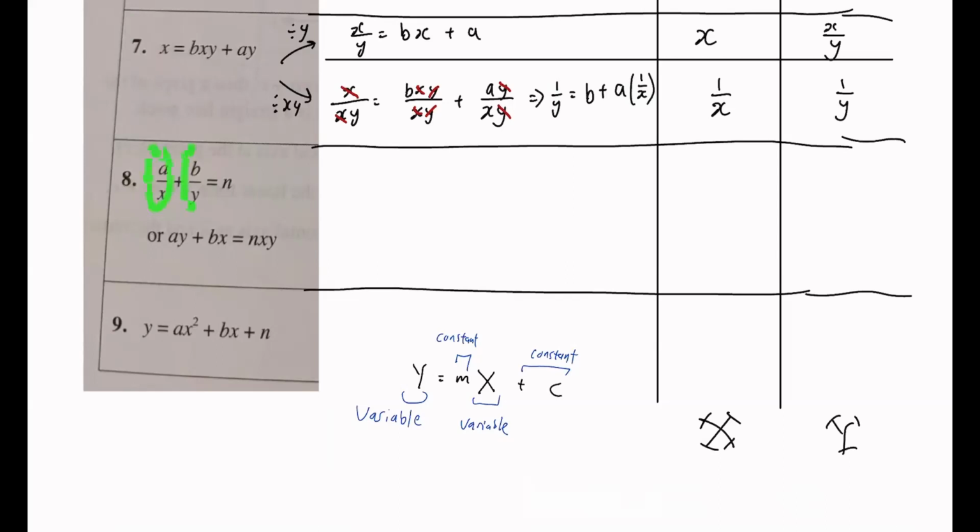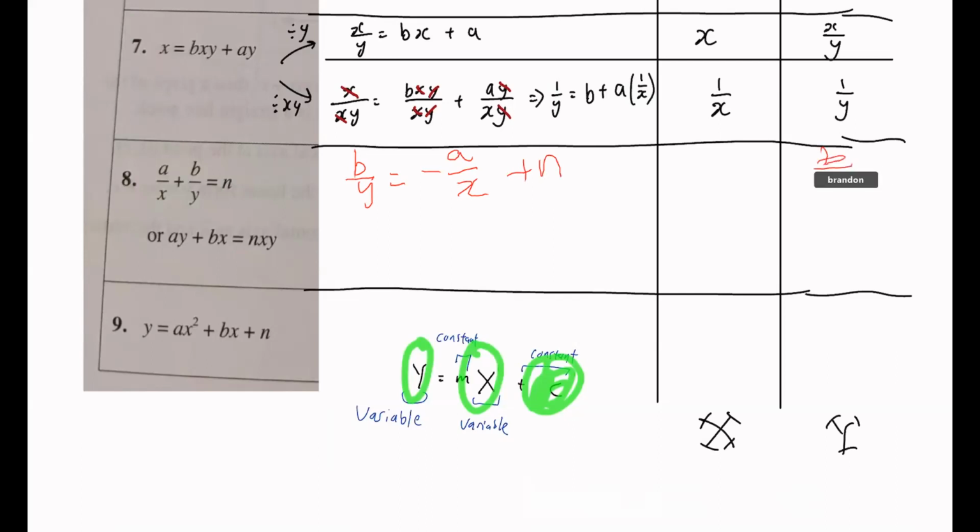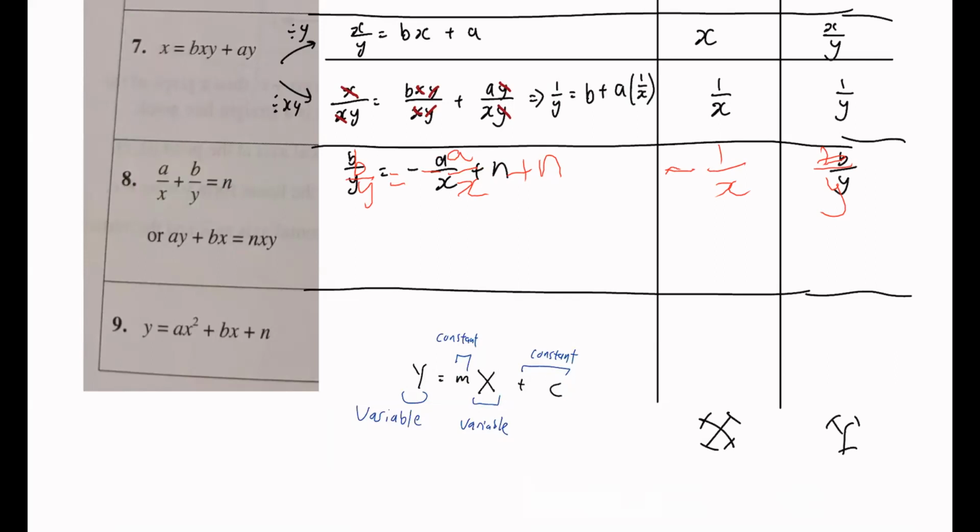You see, variable, constant. Variable, constant. Yes. B over y, good. Yeah, you can just keep it as 1 over x also, okay. Then the negative a will be the constant. Let me copy this down. B over y equals minus a over x plus n. Then therefore your big Y will be b over y, then negative 1 over x.